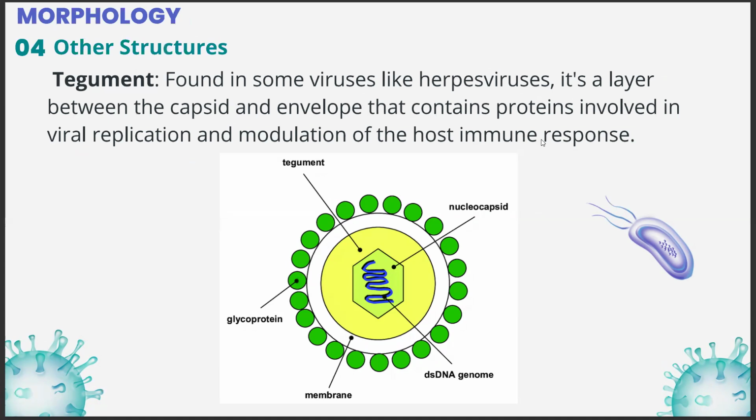It's a layer between the capsid and envelope that contains proteins involved in viral replication and modulation of the host immune response. This is the structure of tegument, where the tegument is inside, the nucleocapsid is present, and inside the nucleocapsid, the dsDNA genome is present, and outside is the membrane, and this is glycoprotein.